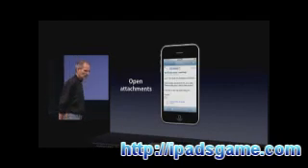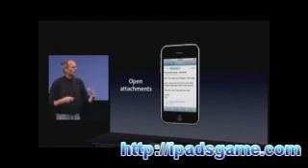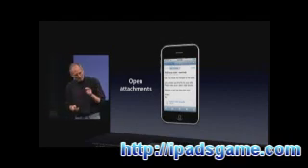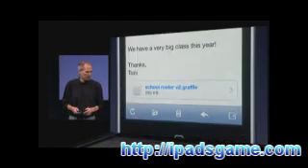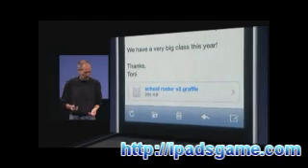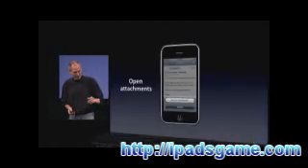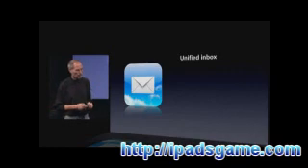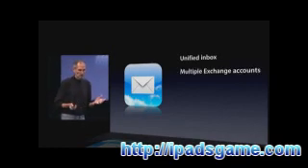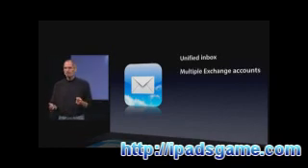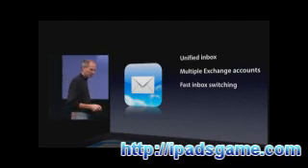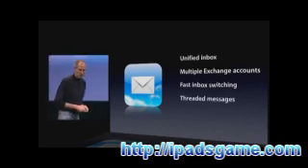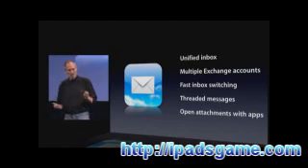And open attachments. The ability to get an attachment in email, tap on it, and open it with an app from the App Store. This is really great. In this case, it's OmniGraffle, and I can just tap it, and it'll open with the app. So some new features in Mail. There's lots more, but the biggest ones are the unified inbox with multiple Exchange accounts, fast inbox switching, threaded messages, and you can open attachments with apps.